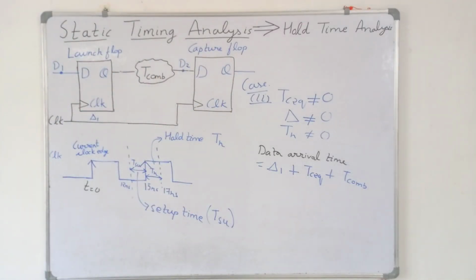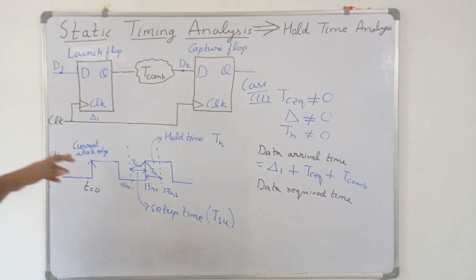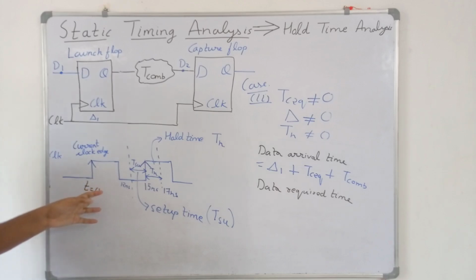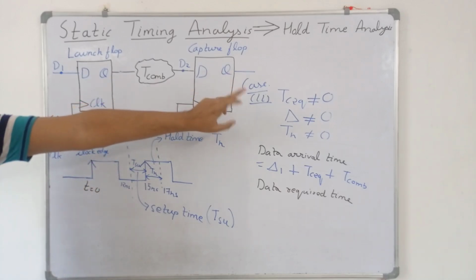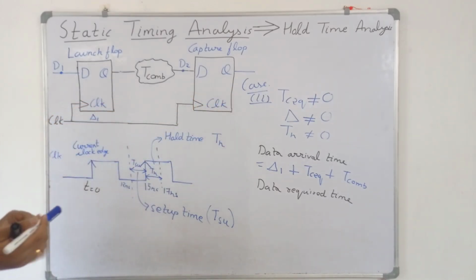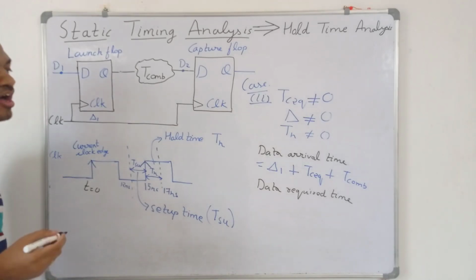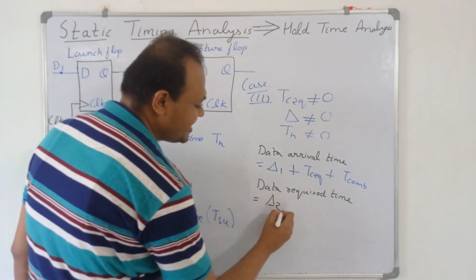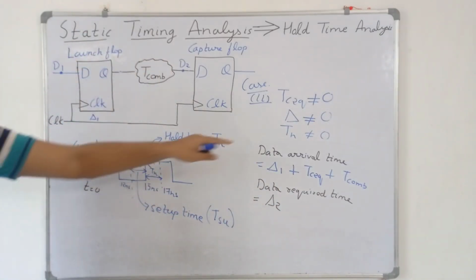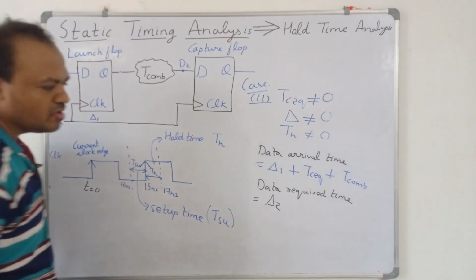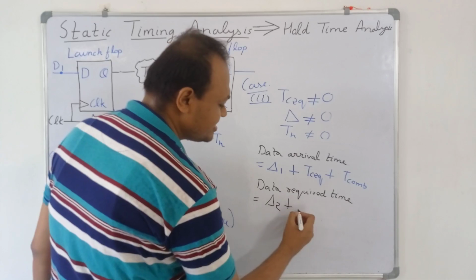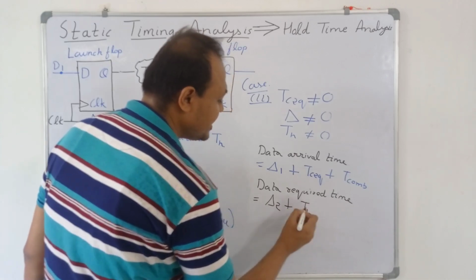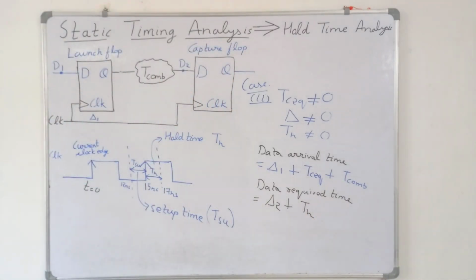Now we will calculate the data required time. So this clock signal has arrived at t equal to 0. It will arrive at this capture flip-flop at time delta 2, where delta 2 is the clock skew at the second flip-flop. So the data required time will be delta 2. And we have considered that the hold time is not equal to 0. So the data required time is delta 2 plus th.